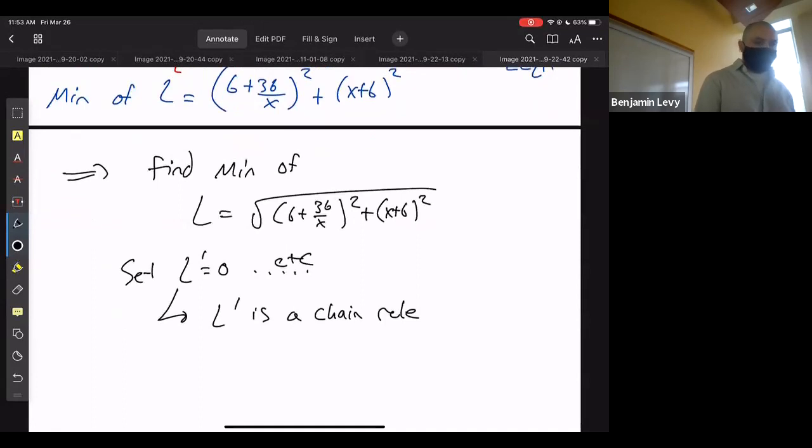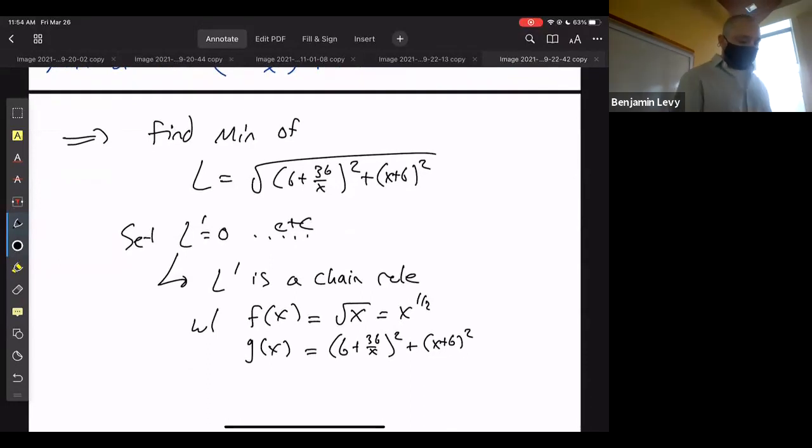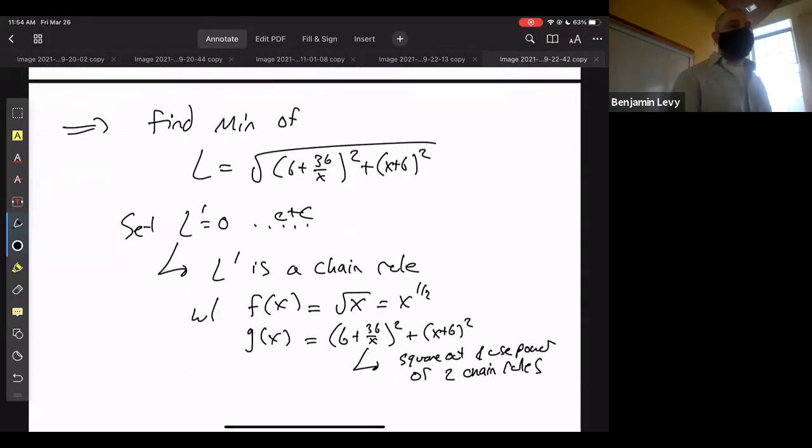Sebastian, I see your question. I'll clarify that in a second. So L prime is a chain rule with the outside function being the square root, or x to the 1/2, right? And the inside function being what's inside there. And so to the question before, if you want to do the derivative here, you could either square this out and use the power rule, or it's two chain rules. Whatever you want to do. I'm going to clarify Sebastian's question in a second here, but you'll feel like they can finish this one. What do you think?